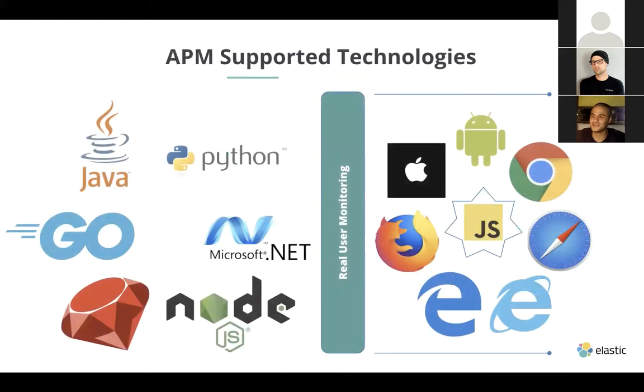Here's a brief view of what we support from a technology basis. Now, this is growing. I do believe, and don't hold me to it, that in near future releases we might extend what we are supporting. But as of now, we support the big programming languages: Java, Python, .NET, Go, Ruby, Node.js, as well as, within our real user monitoring, JavaScript and the various browser and mobile device flavors that you can choose.